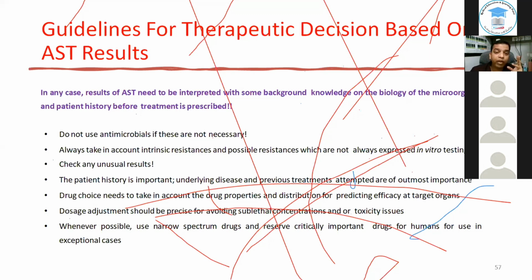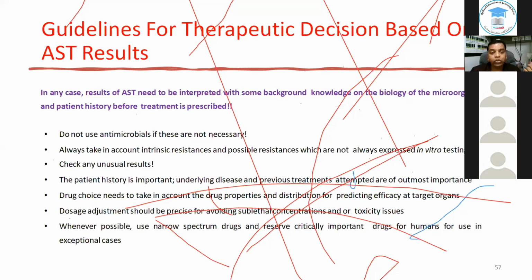Do not use antimicrobials if they are not necessary. Always take into account the natural resistance. Check any unusual results. If it is seen that higher antibiotics are resistant and the lower first generation are sensitive, and the second to third generation are resistant, such unusual results should be retested.